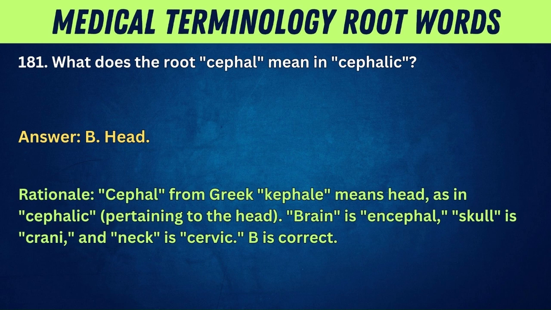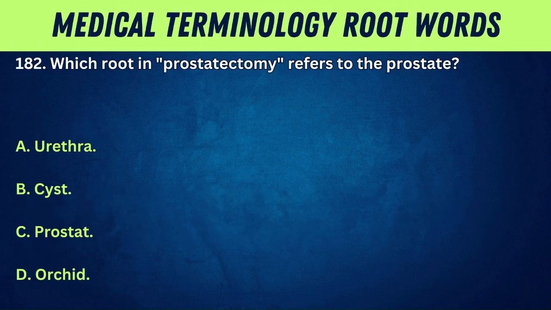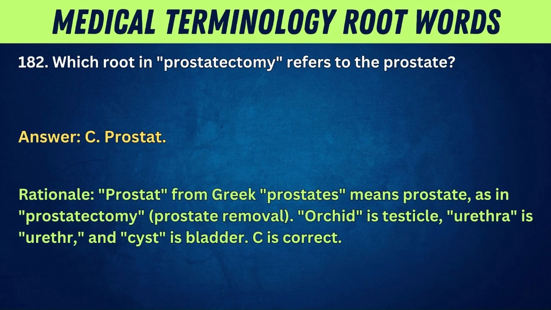B is correct. 182. Which root in prostatectomy refers to the prostate? A. Urethr. B. Cyst. C. Prostat. D. Orchid. Answer: C. Prostat.